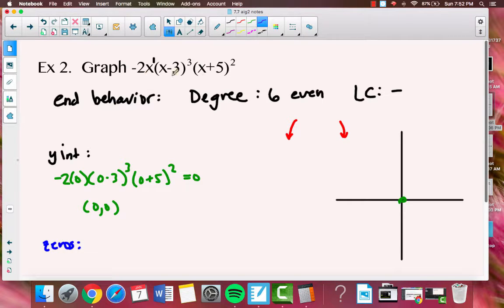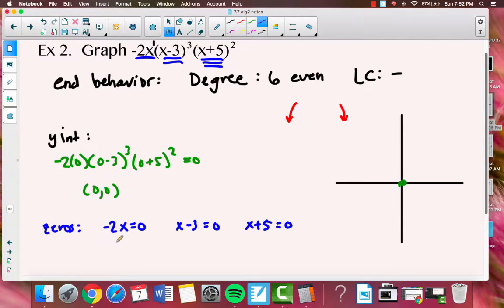So this is already in its factored form, so we just need to set each thing equal to 0 to figure out where it's going to hit the x-axis. So I'm going to set negative 2x equal to 0, x minus 3 equal to 0, and then x plus 5 equal to 0, and I'm going to solve each of those separately. So for the first one, when I divide by negative 2, I get x equals 0. Here, when I add 3 over, I get x equals positive 3. And then when I subtract 5 over on this one, I get x equals negative 5.